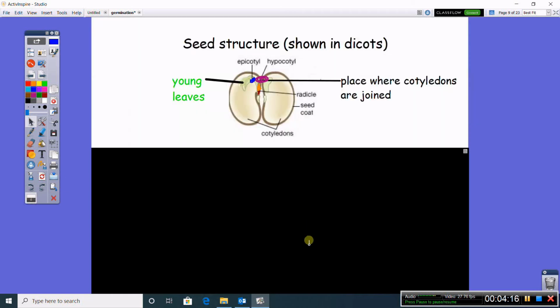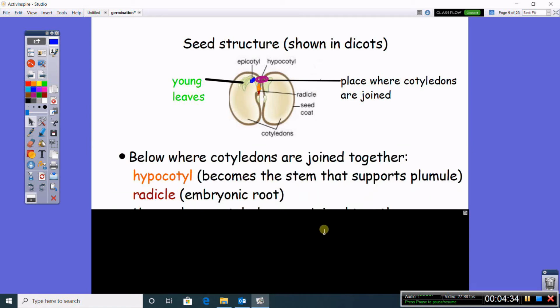All right, let's talk a little bit more about seed structure in dicots. So this would be the place where the cotyledons are joined together. The epicotyl would be above that, as well as the young leaves. Then you have the hypocotyl and the radicle. Below where the two cotyledons are joined together, in other words, when you say cotyledons, just think of it as the two halves of a bean, below that you have two things.